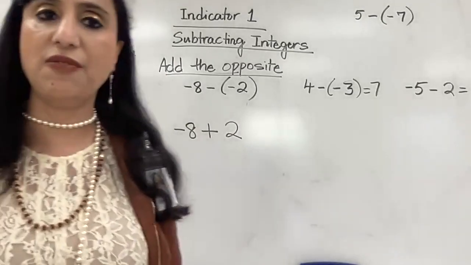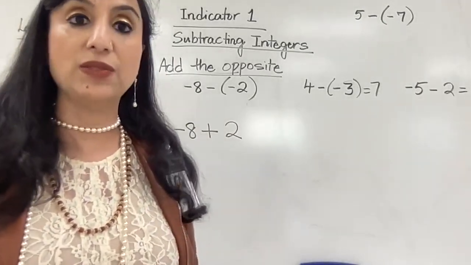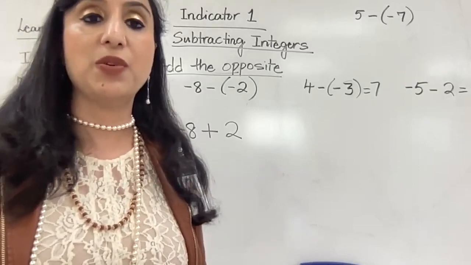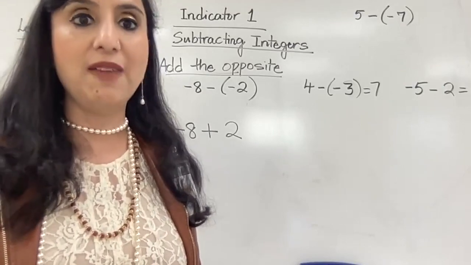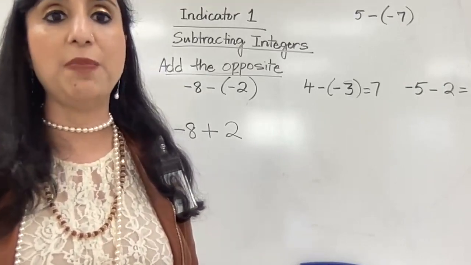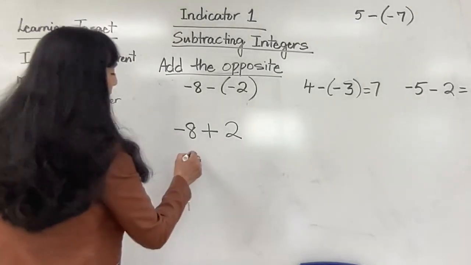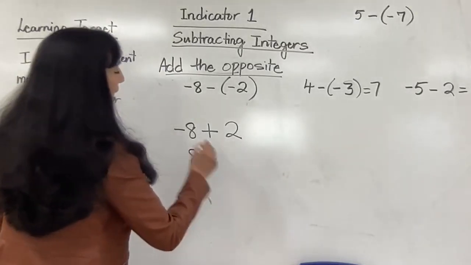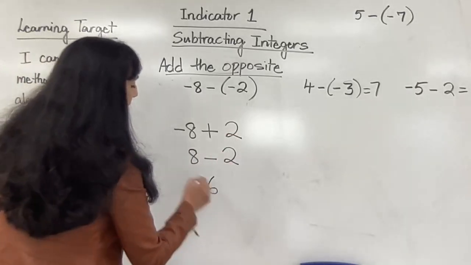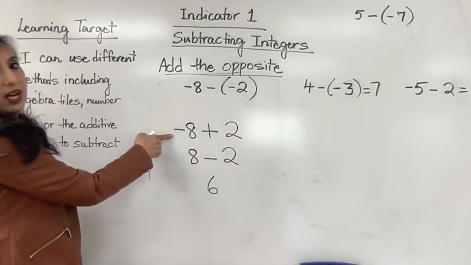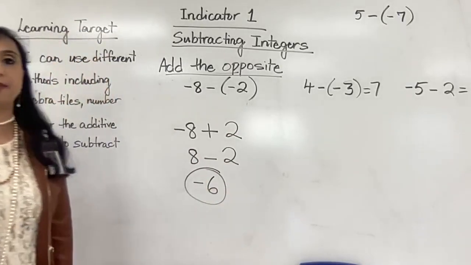We have done addition of integers, and in that what we do is we take the absolute value of the integers, subtract the smaller number from the larger number, and give the sign of the bigger integer. So absolute value of -8 is going to be 8, subtract the absolute value of 2, which is going to be 2. I get 6. Sign in front of the bigger integer is negative, so this is going to be -6.